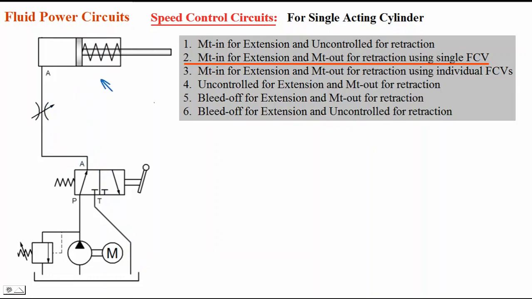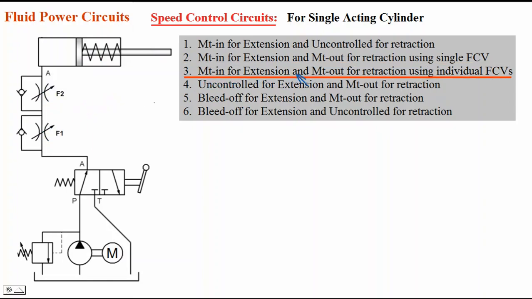So that's what I am telling the second circuit. Look here, meter in for extension and meter out for retraction using single flow control valve. I am using only one flow control valve here. If I close it, the speed of extension and retraction will be reduced. If I open it, the speed will increase. Just by using single flow control valve, I can change the speed of extension and retraction. But I can't keep different speeds as per requirement, for which we are using 2 flow control valves here.